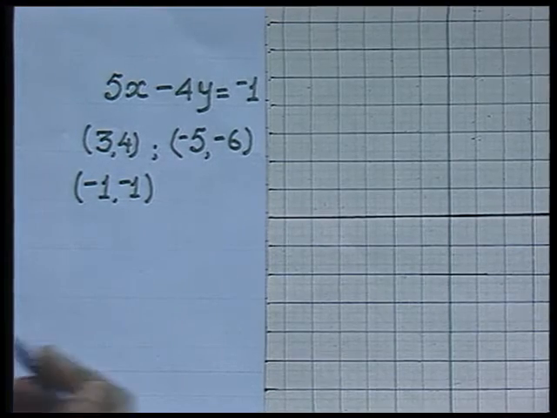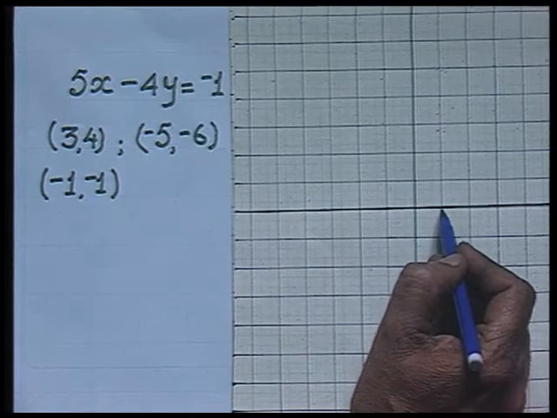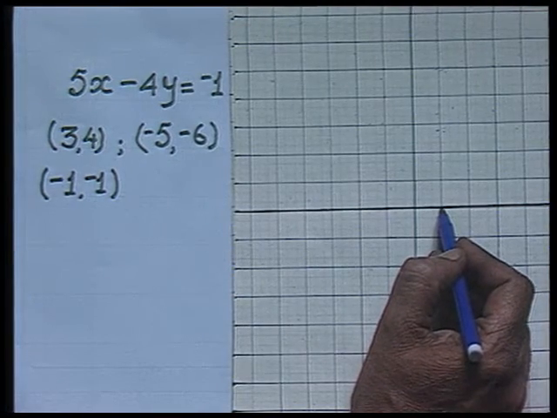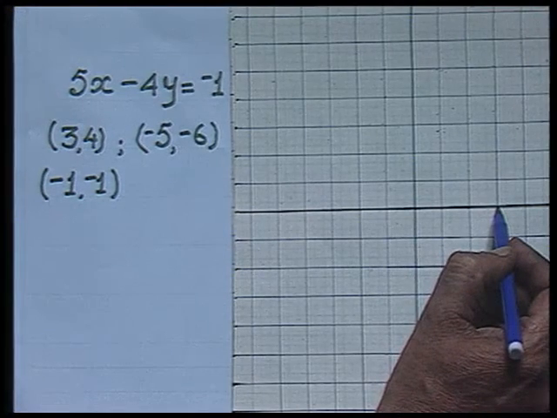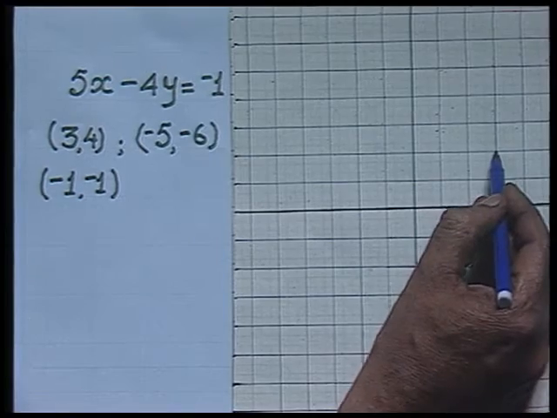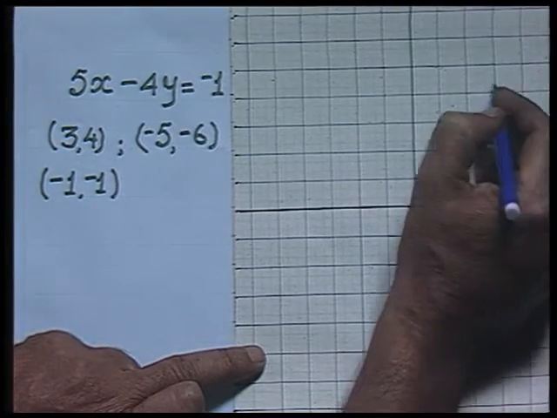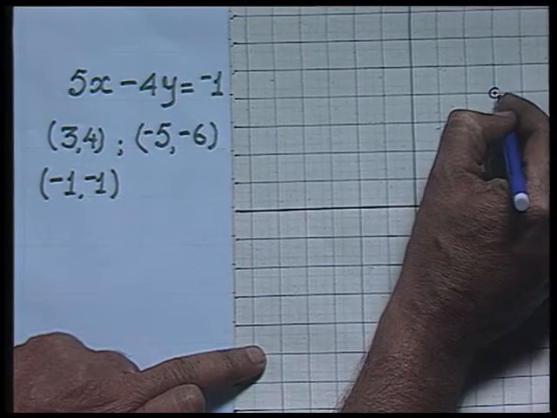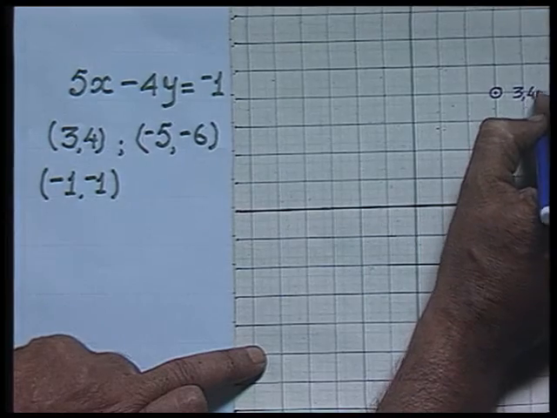So the first ordered pair is 3, 4. To plot 3, 4, I move 3 distances onto the x-axis, 1, 2, 3, and for the y-axis I have to move 4 units up, 1, 2, 3, and 4. So this is the point whose ordered pair is 3 and 4.